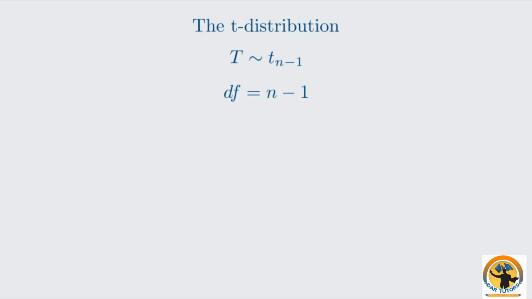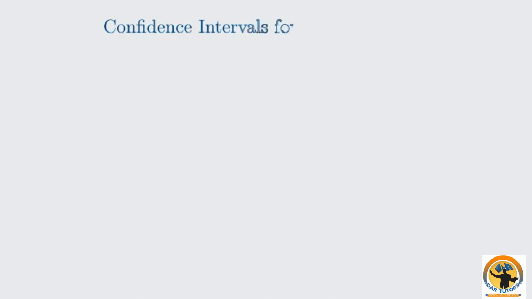Now that we understand the t-distribution, we can construct a confidence interval for the population mean mu. The process is very similar to constructing a z-interval. We want to find an interval that contains the true population mean mu with a certain level of confidence, say 1 minus alpha.